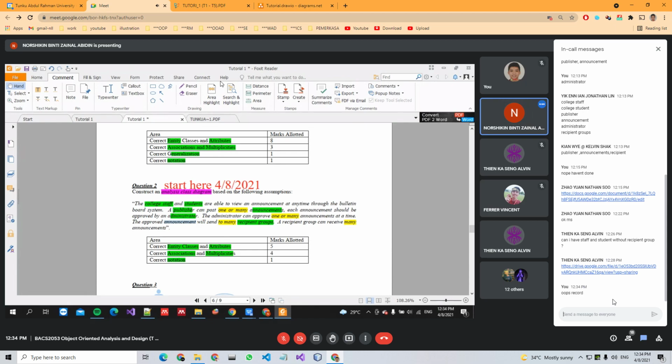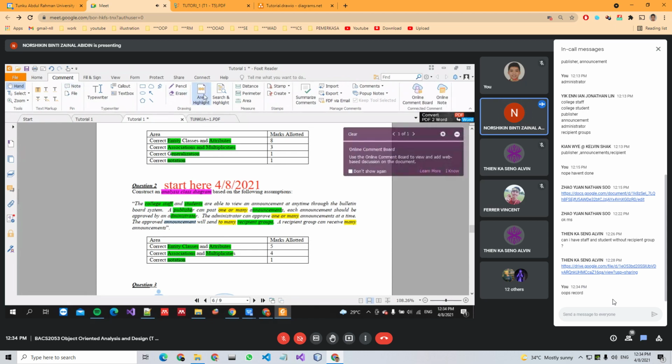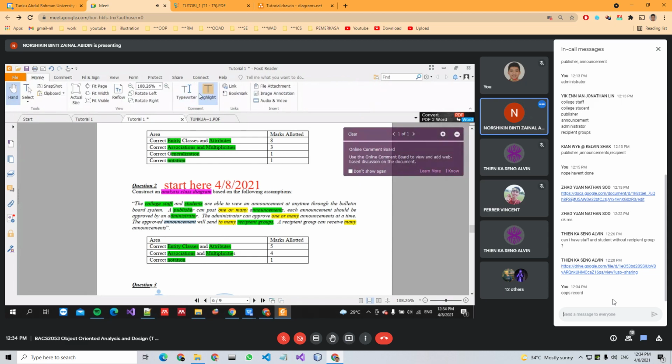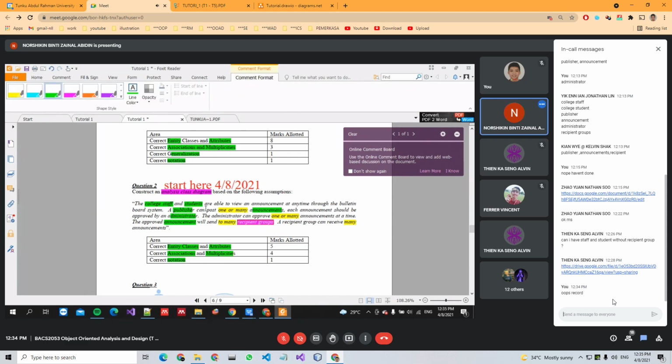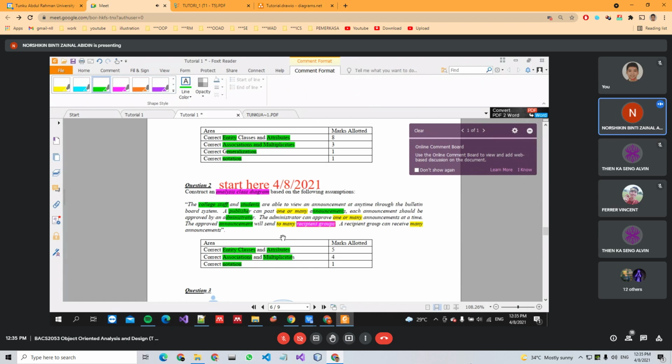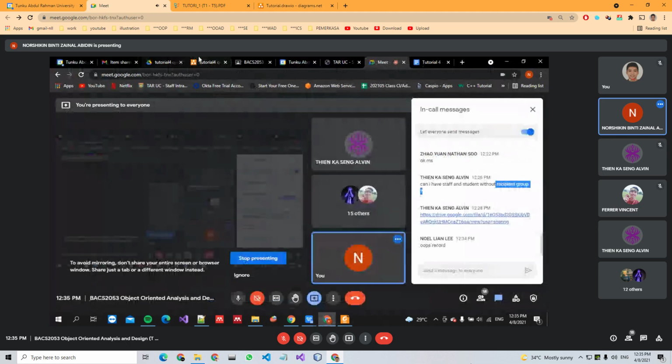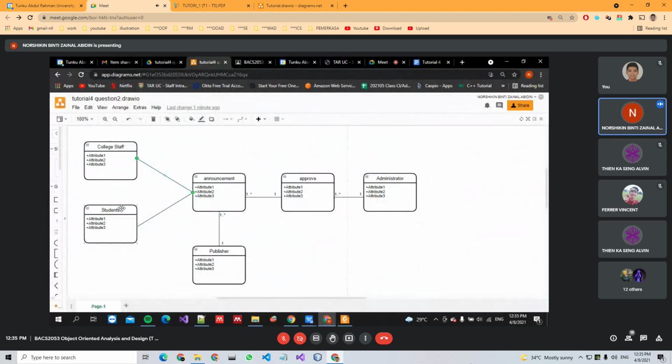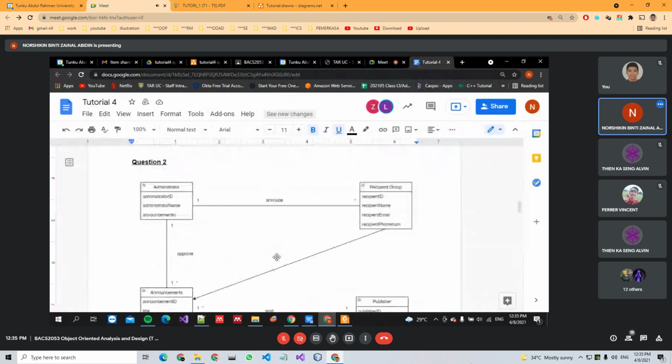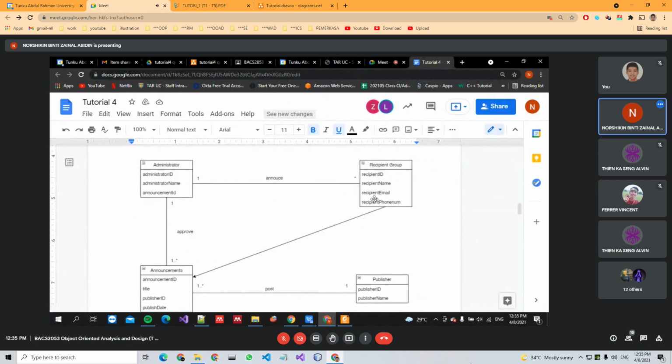Or you want to replace. Okay, understood. Wait, I understood what I'm trying to say now. Recipient group, many to many. Recipient group is student and college staff. So recipient group is inherited from college staff and student. Announcement, college staff and student. Oh, you want to split these two. Then, wait, let me see: recipient group, announcement, recipient group.